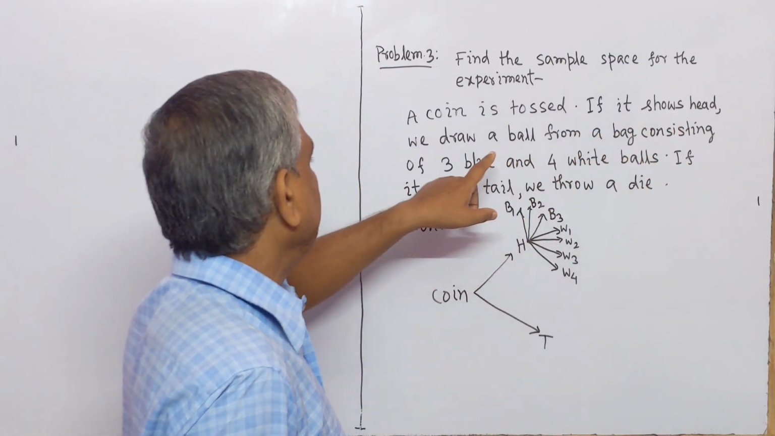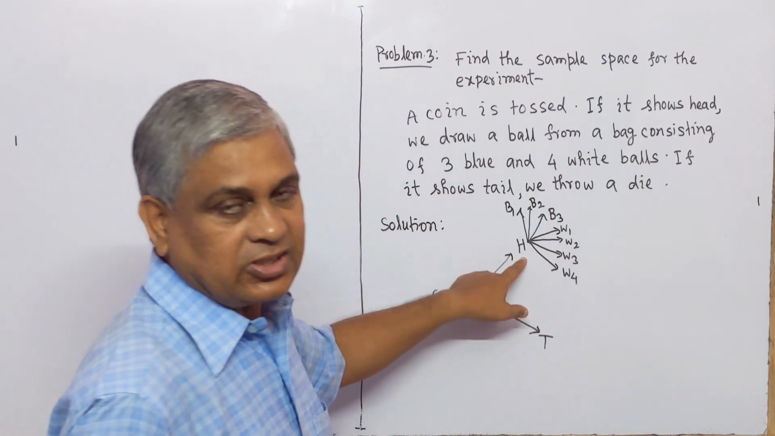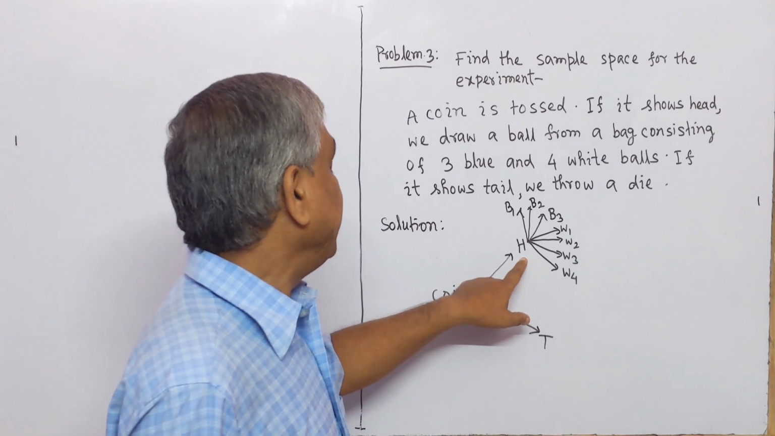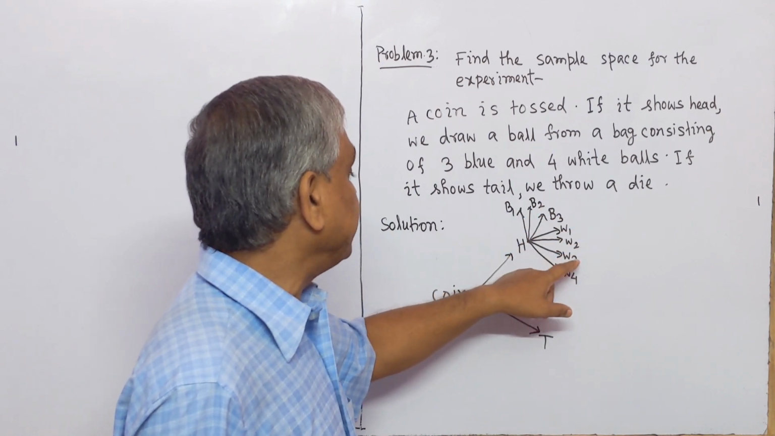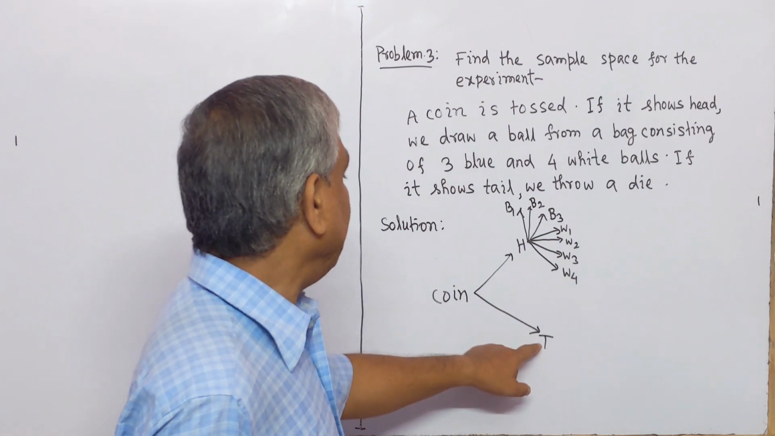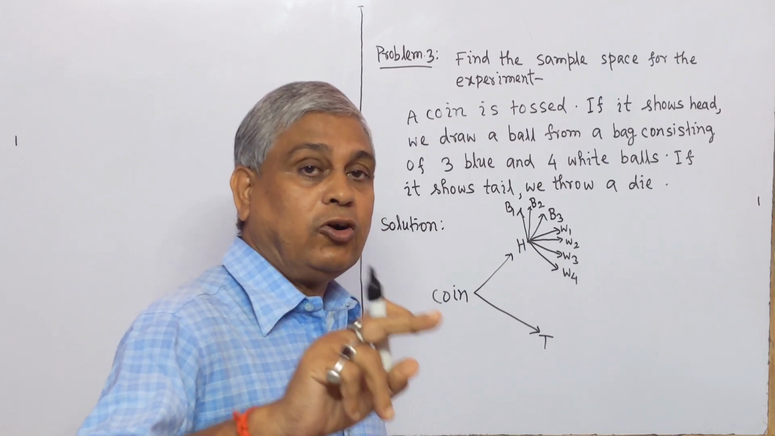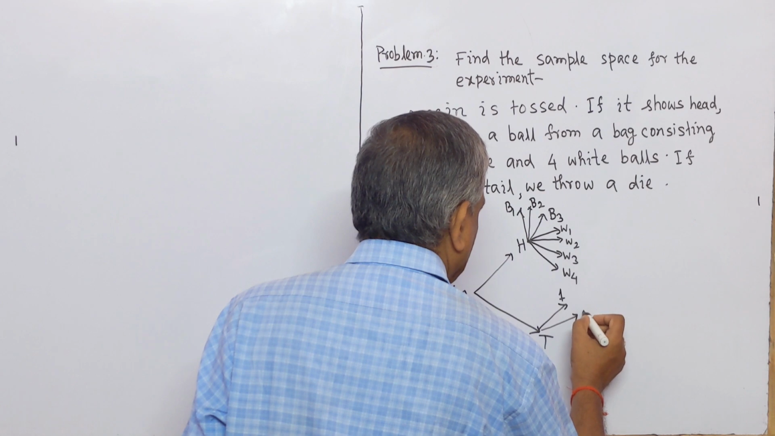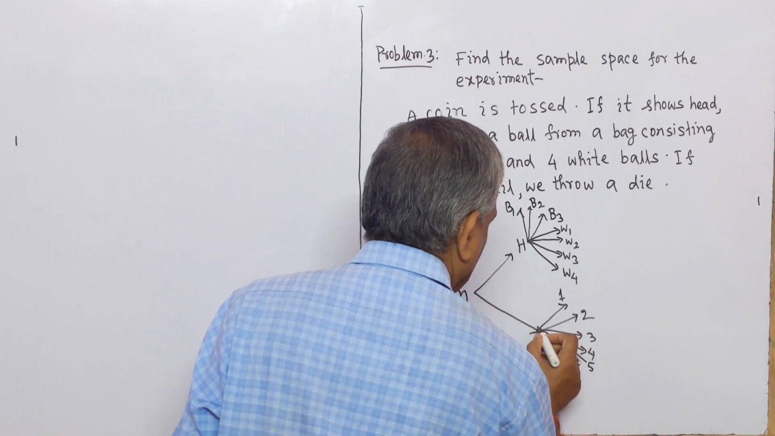If head appears on the coin, then we have to take one ball from the bag, that may be blue 1 or blue 2 or blue 3 or white 1 or white 2 or white 3 or white 4. If it shows tail, then we throw a die. The outcomes of the die may be 1 or 2 or 3 or 4 or 5 or 6.